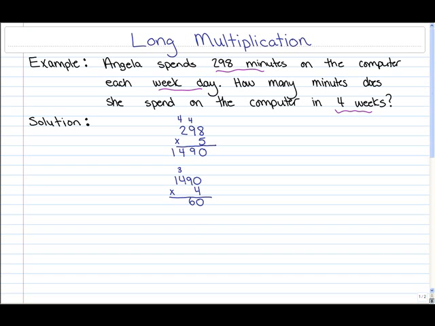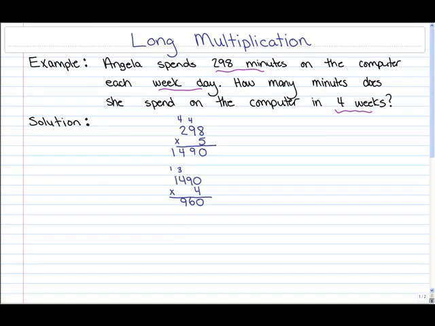Our next step is to take the 4 from the multiplicand and multiply it by the multiplier of the 4. 4 times 4 gives us 16, but we need to add the 3 that we carried forward from the previous step. So 16 plus 3 gives us 19. So we're going to write the 9 from the 19 down below the 4, and we're going to carry the 1 from the 19 forward above the next digit of the multiplicand.